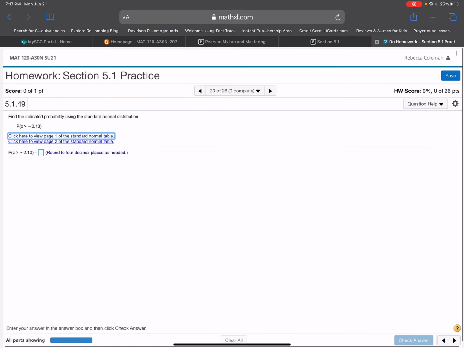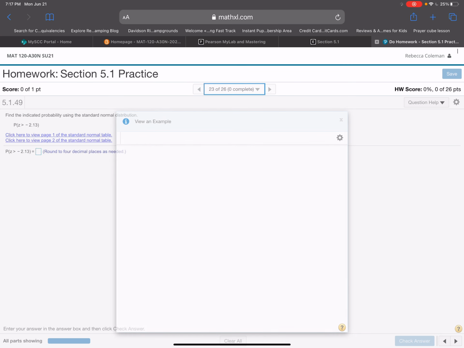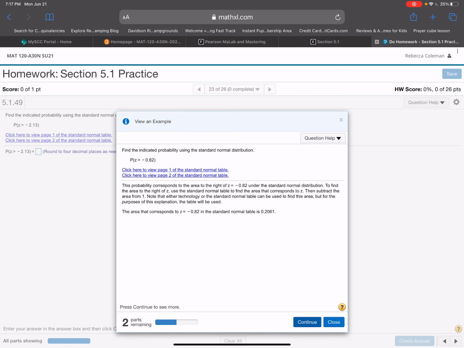And that's exactly what you're going to see here if I were to go into the question help. You use the table to get the area, and then you have to remember that that is an area left. If that's what you want, you are finished. But if it's not, if you want an area right or you want to go greater than, you have to take what's in the table and subtract from 1.